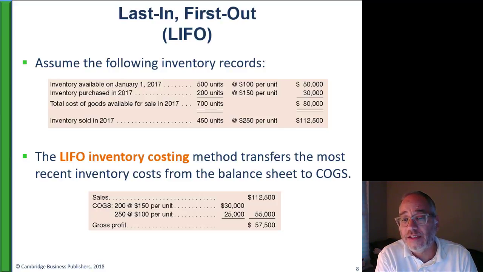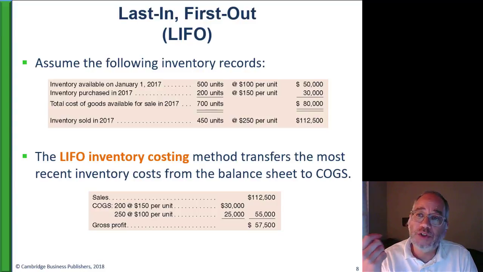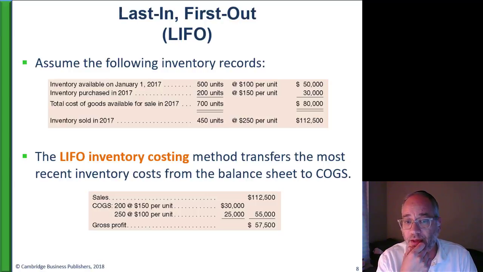So this assumption says that if we sold 450 units, and our sales price was $250 a unit, don't confuse sales price with cost, by the way, then where did those units come from? Of those 450 units, 200 were the most recently purchased, and they cost $150 a unit. The remaining 250 came from beginning inventory, and they cost $100 a unit. You add those together, as shown at the bottom of the screen. That gives you cost of goods sold of $55,000. Sales were again $112,500, and gross profit is $57,500.